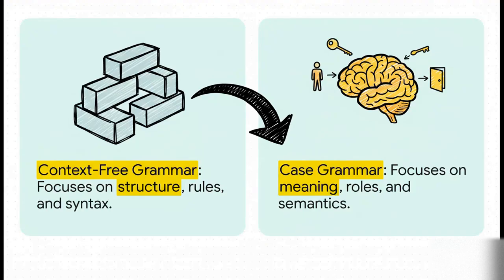And this slide really nails the huge shift in thinking that had to happen next. The focus had to move away from just the structure, the syntax, and toward understanding the actual meaning, the semantics. It wasn't enough to know the parts of a sentence. We needed to know the roles they played.